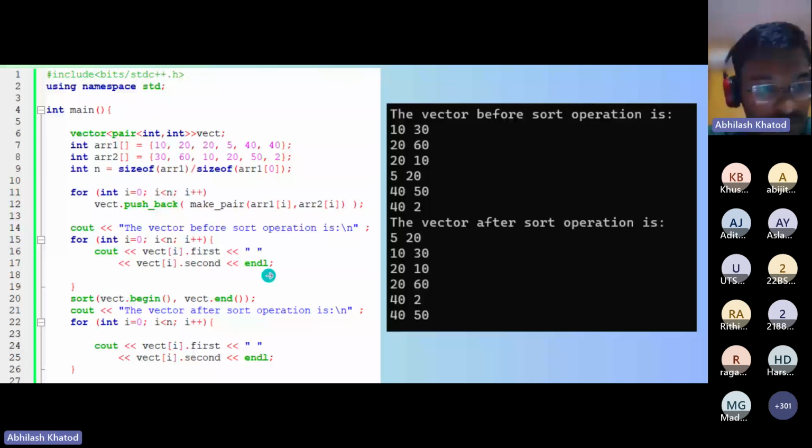What I just said was line number 14, 15, 16 and 17. As you can see, when these lines execute, we'll get those pairs which we just formed. Like I told you, 10 and 30, 20 and 60, 20 and 10 will get paired up. So as you can see, these are the pairs.